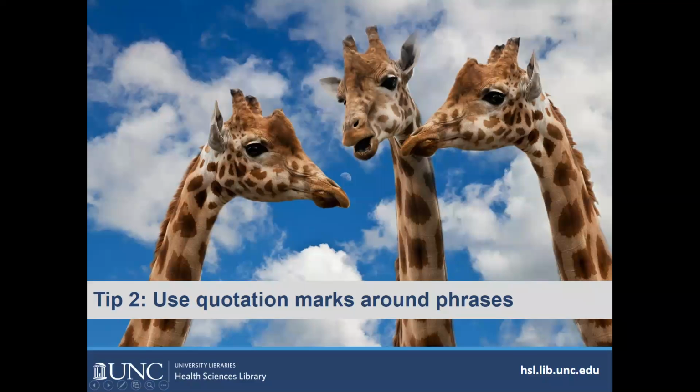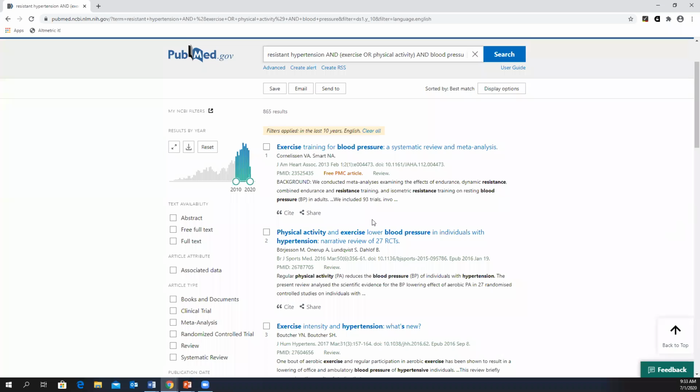Another way to narrow a search is to include quotation marks around phrases so that PubMed searches the words together. Our search has 3 phrases: resistant hypertension, physical activity, and blood pressure. So let's add quotes to our phrases and see what happens. Note that in PubMed, we're seeing the word resistance applying to training rather than hypertension. So this is a good visual cue as to when it may be a good idea to use quotes around a phrase so that we would get resistant hypertension and not resistance training.